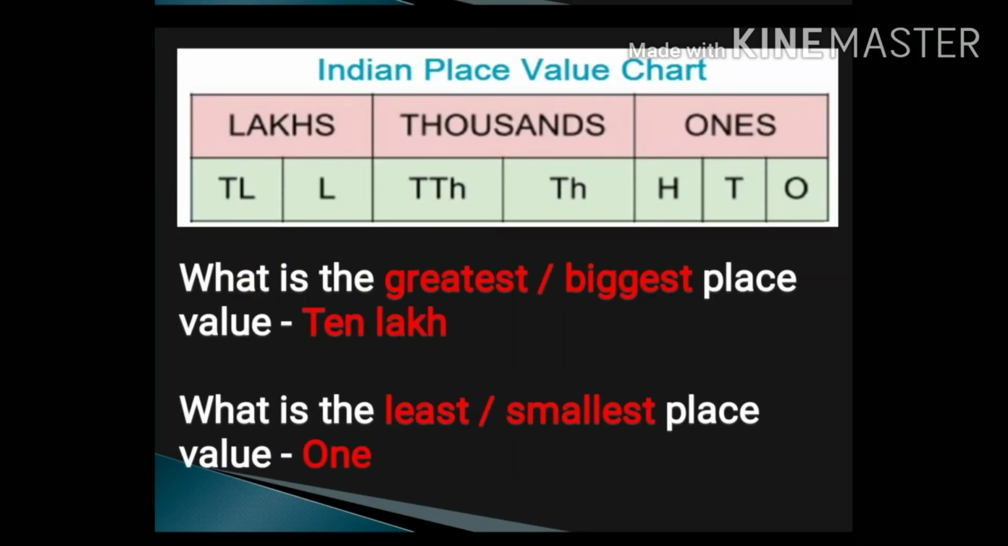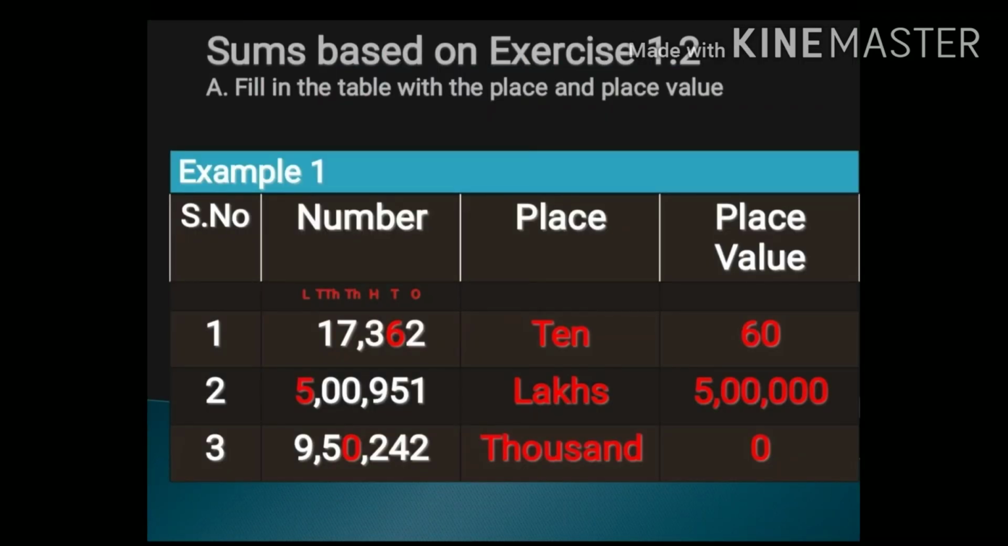The next one is the Indian place value chart. You already know that place value moves from right to left, that is 1, 10, 100, 1000, 10,000, lakh and 10 lakh. Now tell me what is the greatest or the biggest place value? It is 10 lakh. Then what is the least or the smallest place value? It is 1. Today we will do sums based on exercise 1.2.